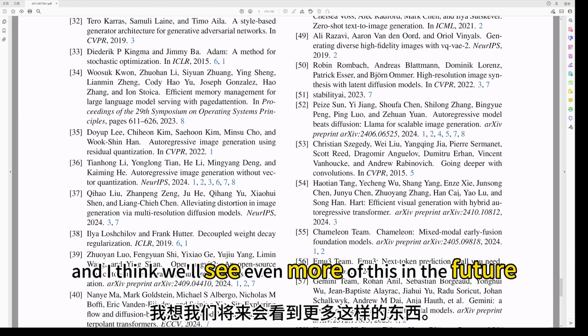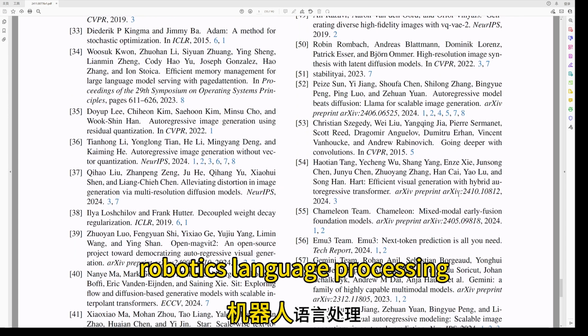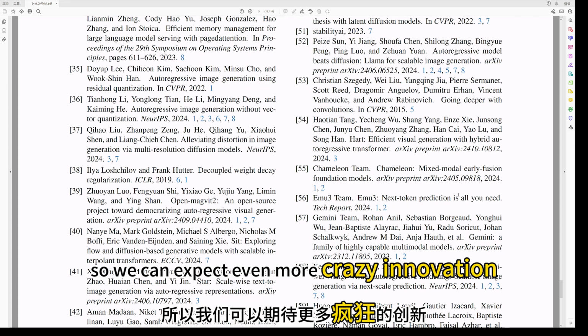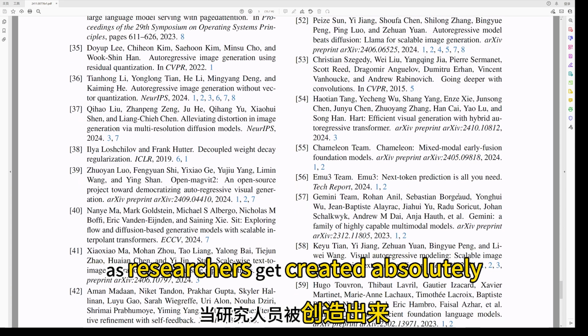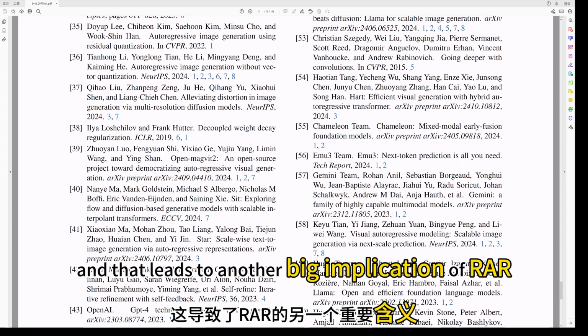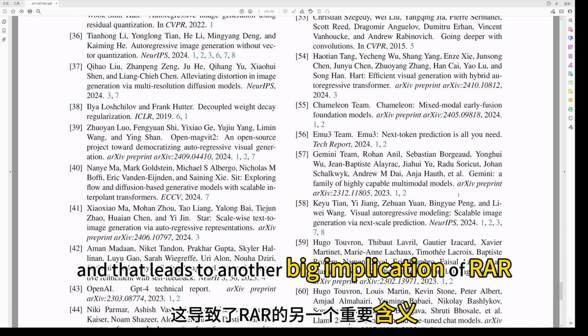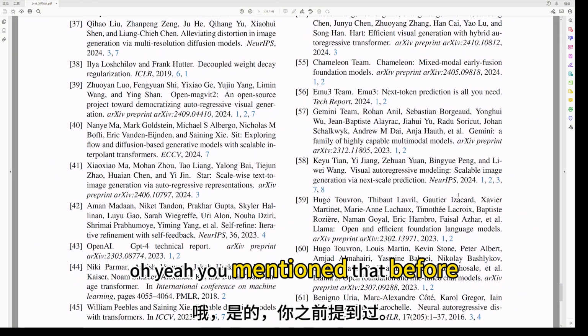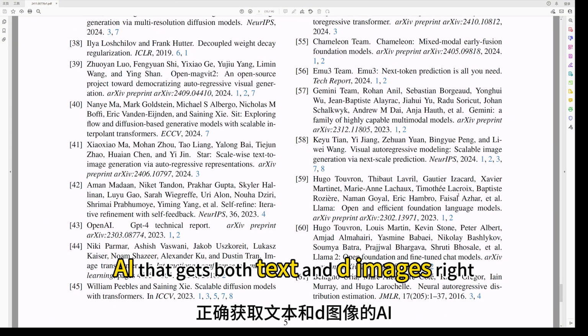Perfect analogy, and I think we'll see even more of this in the future. Robotics, language processing, all these fields learning from each other. So we can expect even more crazy innovation as researchers get creative. Absolutely. And that leads to another big implication of RAR, more unified, versatile AI systems. Oh yeah, you mentioned that before. AI that gets both text and images.